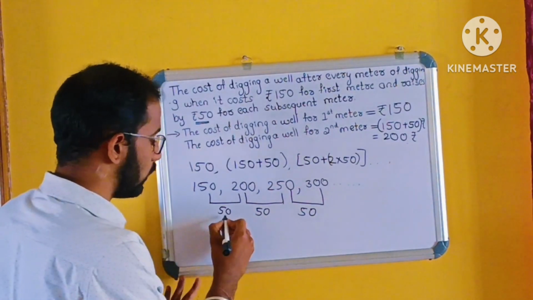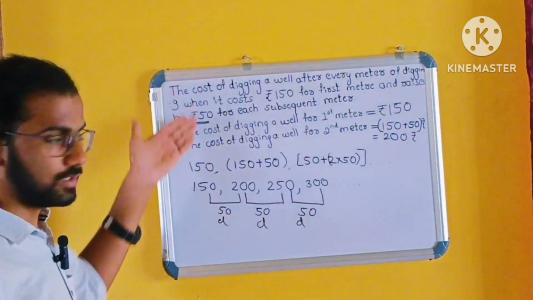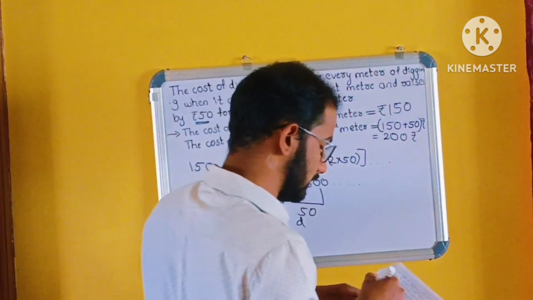So it is the common difference D. So this is about the question. Then next we will move on to the next question.